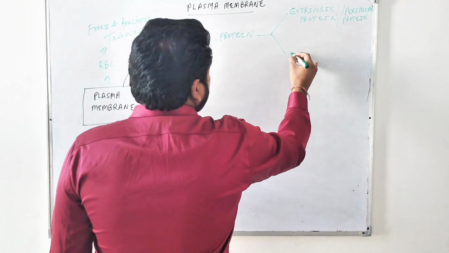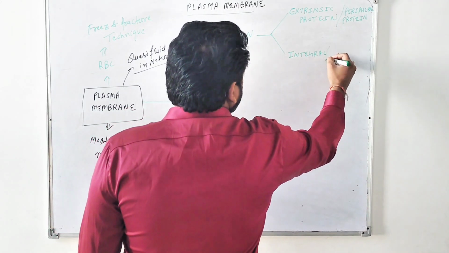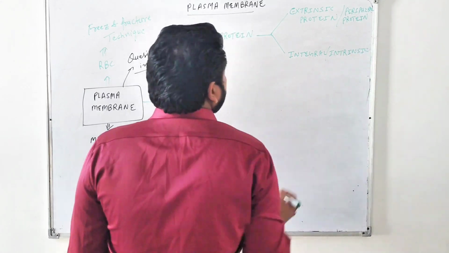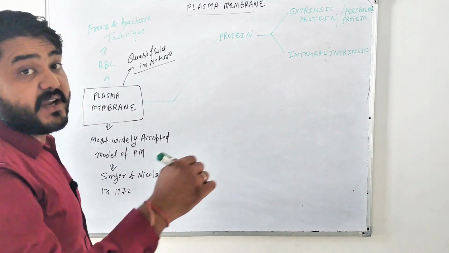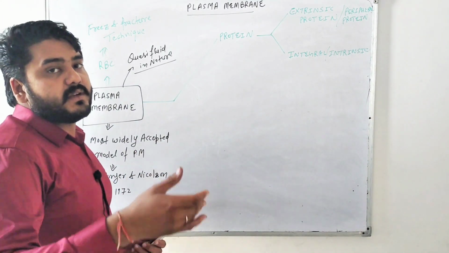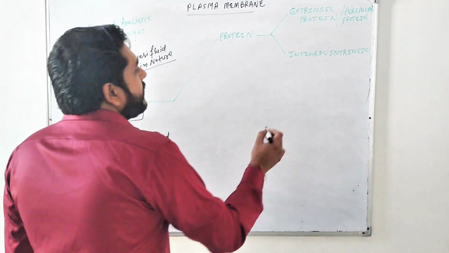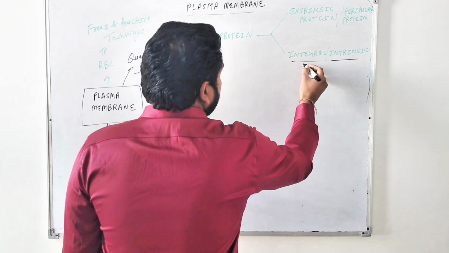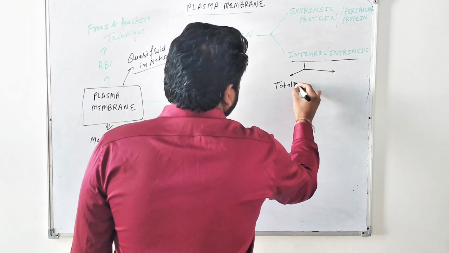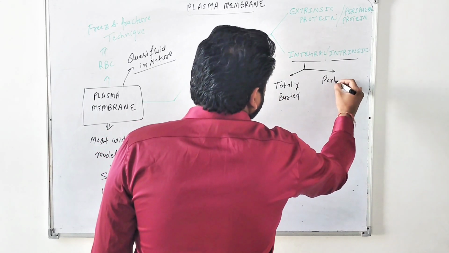The next type of protein will be integral protein, or you can call it intrinsic protein. This type of protein is present inside the membrane. Now two conditions are there, that either the proteins are completely embedded in the membrane or partially embedded in the membrane. On that basis, these integral or intrinsic proteins are of two further types. Either it may be totally buried or it may be partially buried.